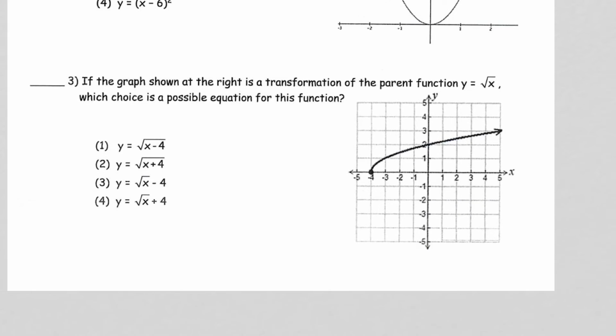Number 3 says, if the graph at the right is a transformation of the parent function y equals the square root of x, which choice is a possible equation for this function? Well, it's translated or shifted from the origin 4 to the left, and we know that if we have to translate something 4 to the left, then it's going to be minus 4 inside of the absolute value symbol or the parentheses or the radical, and the one that's got that is choice 1, because here we have x minus 4 underneath the radical.